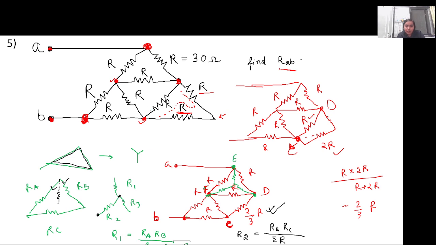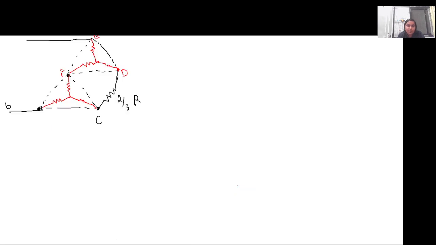Now let us calculate the value of this R dash. R dash will be equal to the two adjacent resistances, R into R, divided by the summation of all the resistances, R plus R plus R, that is R by 3. Since all are equal to R, each resistance of this star network will now be R by 3, R by 3, and R by 3.